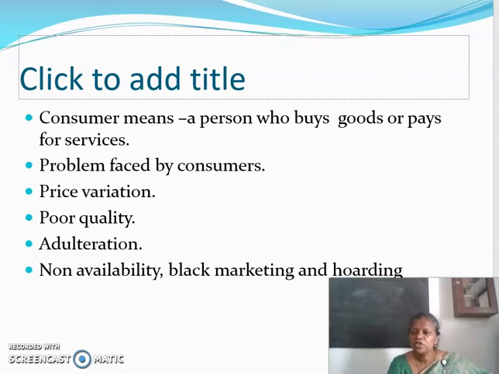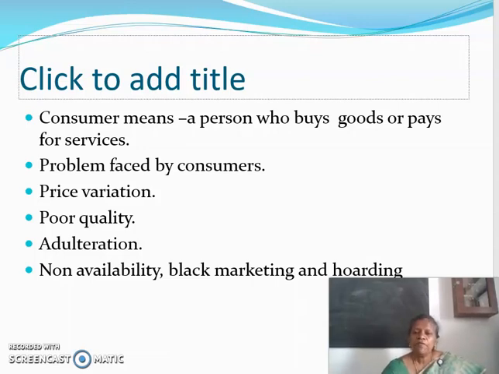So we know that a consumer is a person who buys goods or one who pays for a service. When we buy a product, we are known as a consumer. A consumer is a person who gets a product or pays for the product. That person is named as what? A consumer. Okay, why do we have to give education to the consumer? Why is there a need to give education?